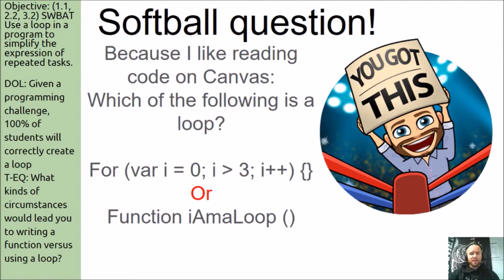So let's start with the softball question. And I want you to type the code up on Canvas here. Which of the following is a loop? Is it this first one where it says for variable I equals 0, I is greater than 3, I plus plus? Or does the thing that looks like a loop sound like this? Function I am a loop.